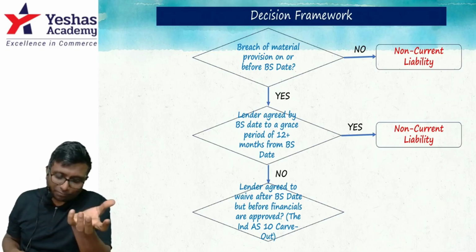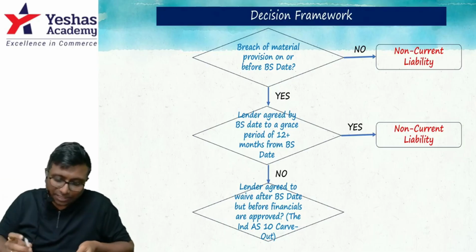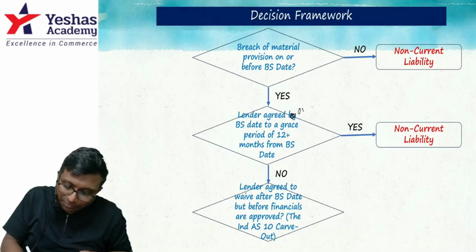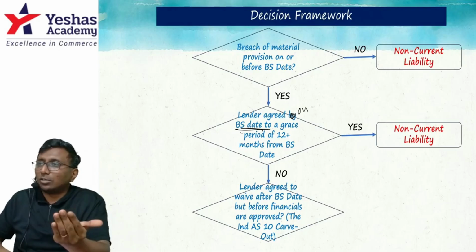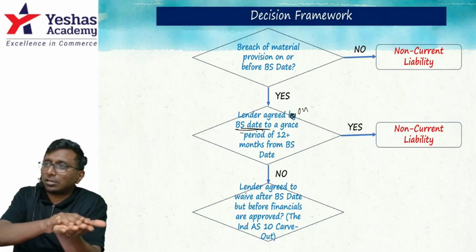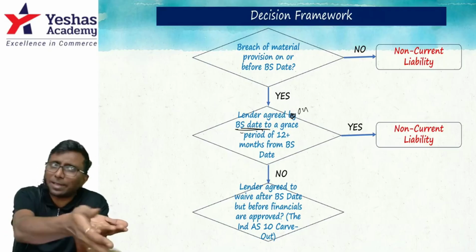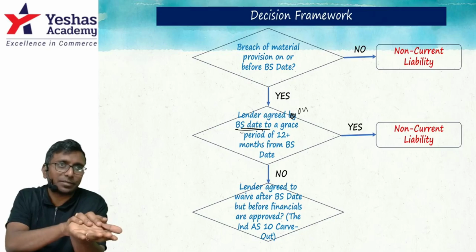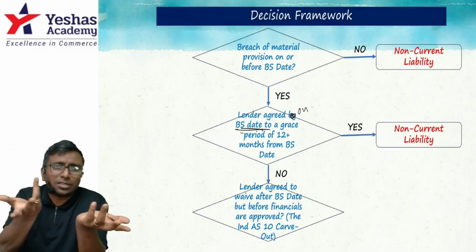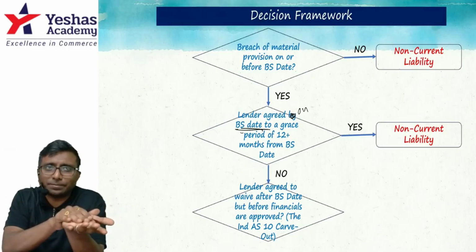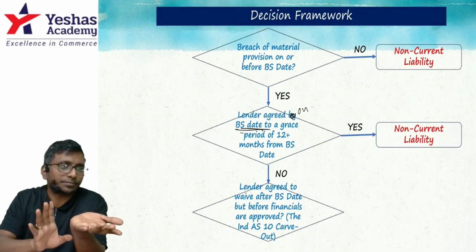The lender agreed to waive off after the balance sheet date. Here, the first one is agreed on the balance sheet date itself. Suppose you have not satisfied the condition on March 1st, and before March 31st my banker also agreed: no problem, I will not ask you for the next 12 months from the balance sheet date. Then it is very clear. Is there any problem? If you have the slightest doubt, please ask. Don't postpone the doubt.